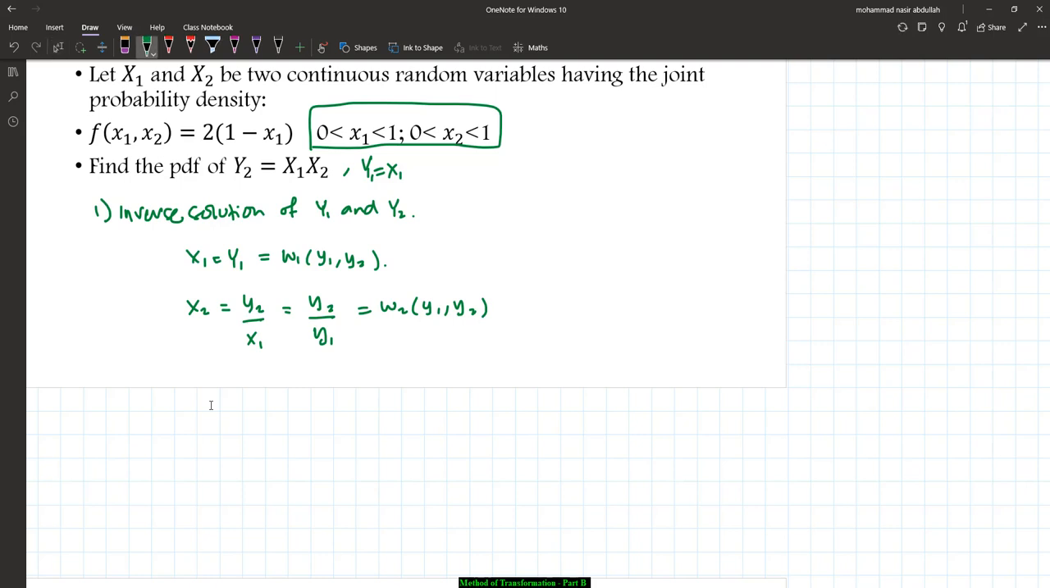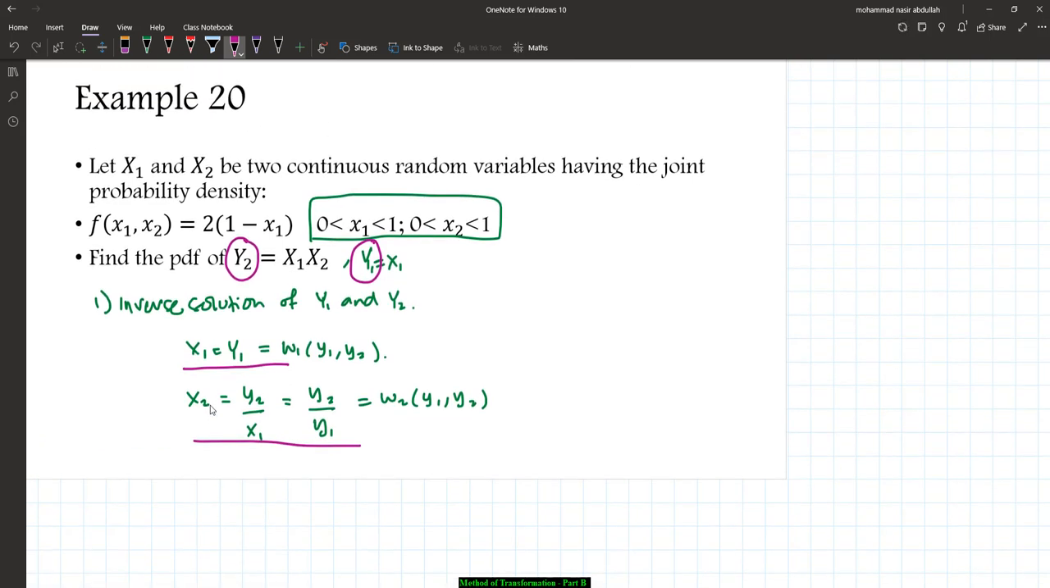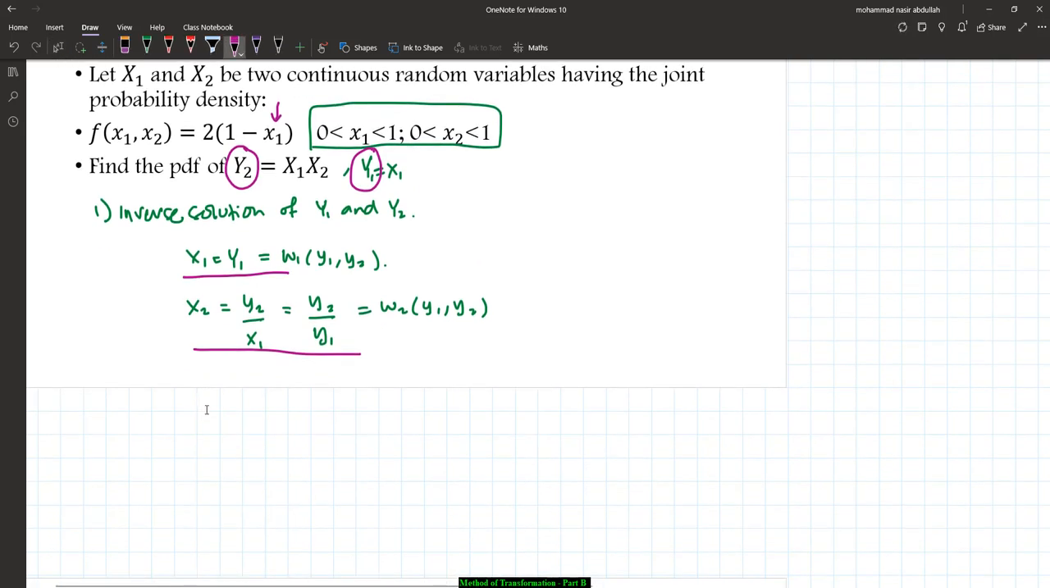So now we know this, I'll repeat it once more in case you don't understand. Y1 and y2 are our new variables. This equation, this is our old variable, because the original density function is in x1 and x2. So now, the next one, we want to find the Jacobian matrix.